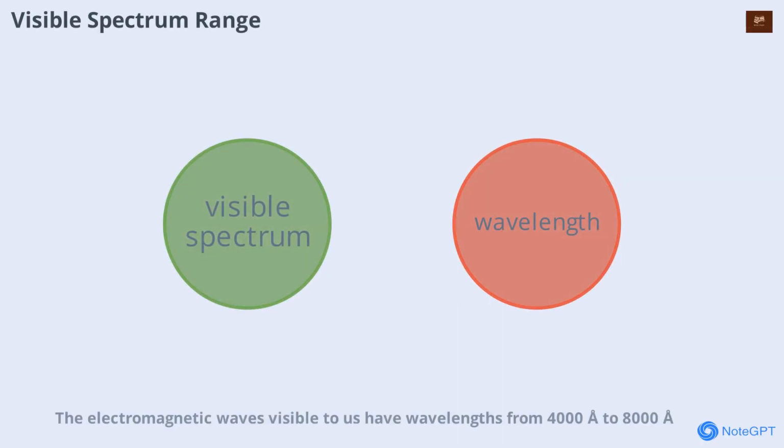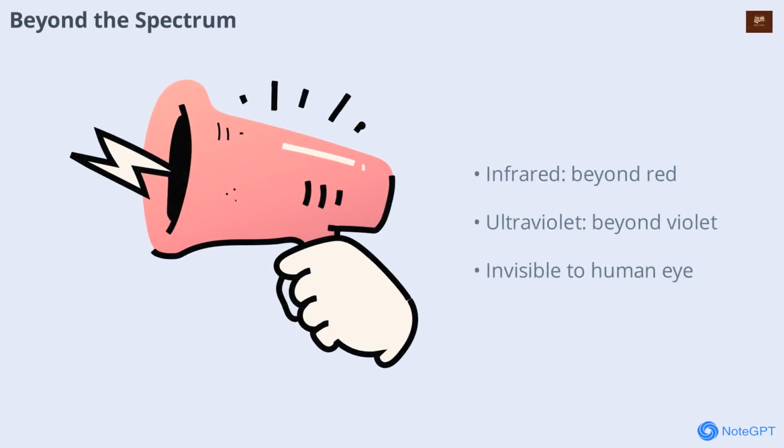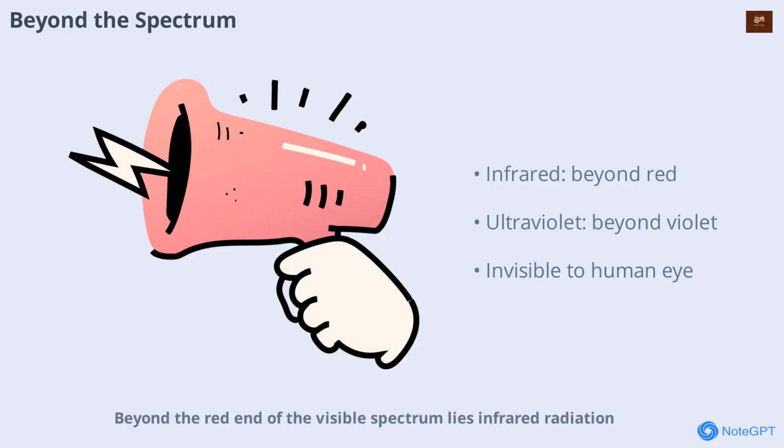The electromagnetic waves visible to us have wavelengths from 4000 Å to 8000 Å. This range includes all the colors of the rainbow from violet to red and is the only part of the spectrum our eyes can detect naturally. Beyond the red end of the visible spectrum lies infrared radiation, and beyond the violet end lies ultraviolet radiation. These regions are invisible to the human eye but play important roles in technology and nature.